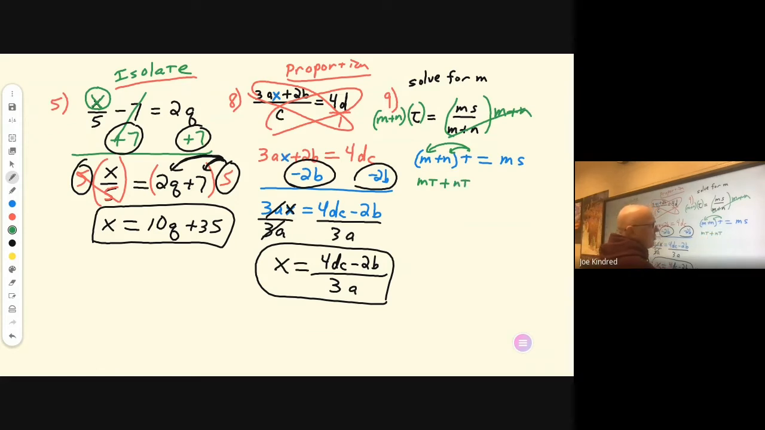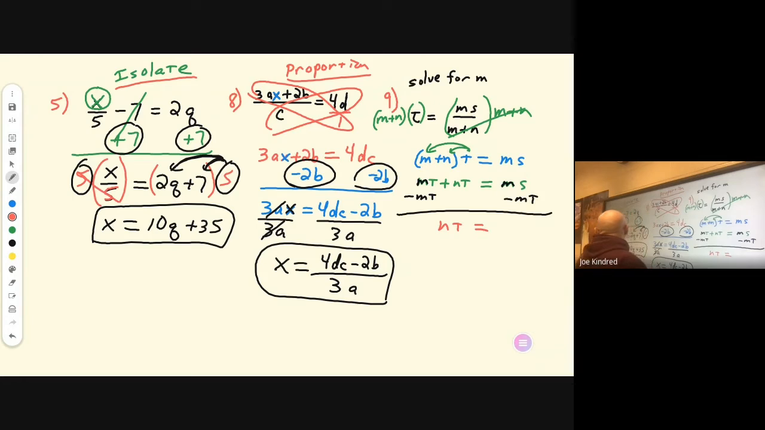Pause the video if you need to. But this should be self-evident. We've done this before. Keep in mind also, what are you trying to solve for? I'm trying to solve for M. So I've got to get these together. So I'm going to move this over by subtracting MT on both sides. That leaves me with NT over here.